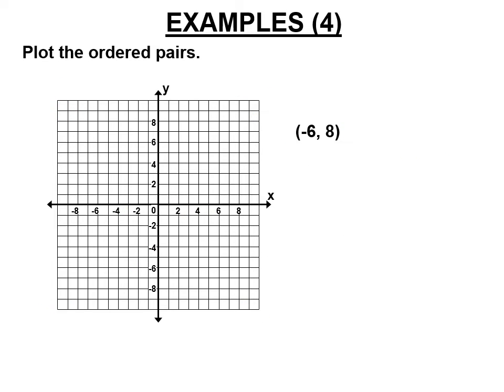Plot the ordered pairs. X is -6, y is 8. -4, 3.5, so that's halfway between 3 and 4. Oh, I put it in the wrong spot because it'd be -4, 3.5. -2, -1. 0, -5.5. So there's -5, so it'll be halfway between. And 2, -10.